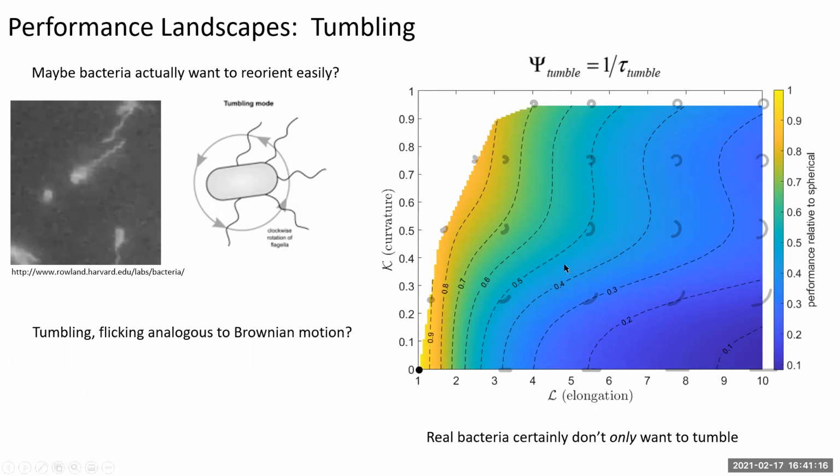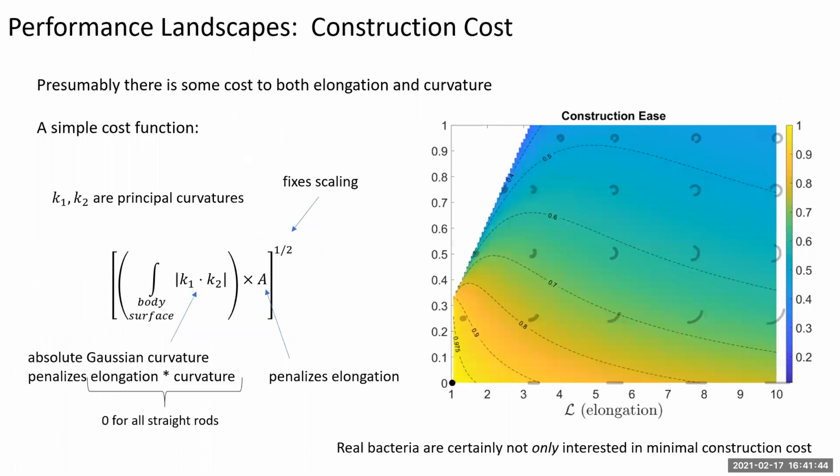So okay, maybe bacteria want to tumble. Well, if you remember what that cloud of data points looked like, they weren't all spherical, were they? They were moderate elongation, moderate curvature. So maybe this is one of the pressures on cells, that they have to be able to tumble to some extent, but certainly real bacteria aren't optimized just for tumbling. So you can see this pattern. We sort of keep getting a little bit of the answer, but certainly not the whole answer to why these curved bacteria exist.